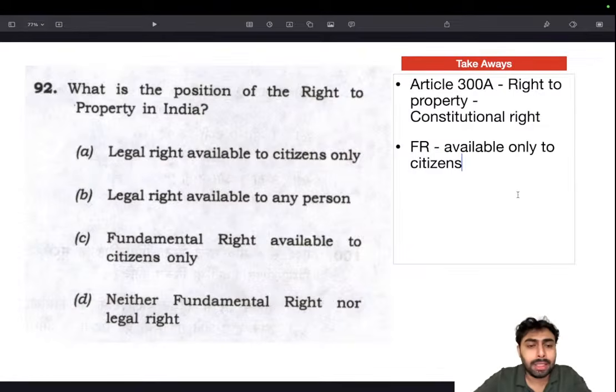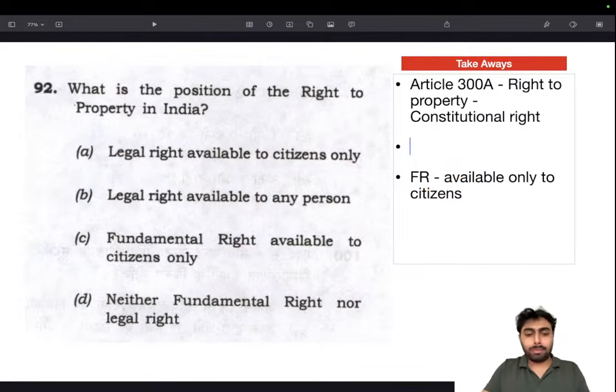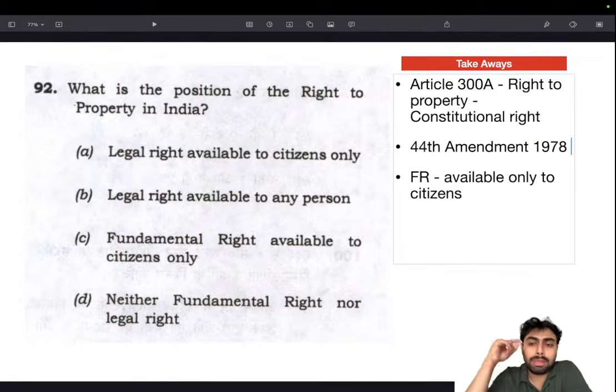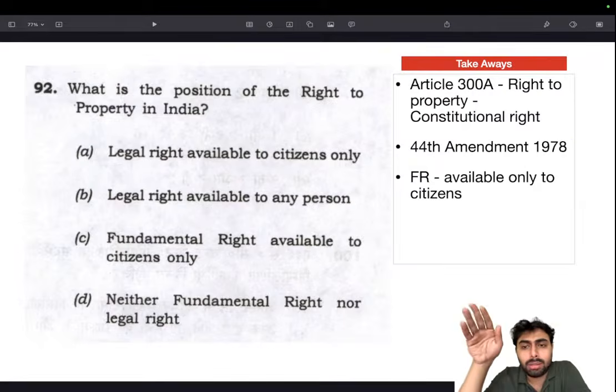So that's one thing. And then, yeah, that's about it. That's the takeaway. This is very important, okay? Make sure you cover this. And learn about this constitutional right. And also, since the 44th Amendment is connected to that, you need to learn about the 44th Amendment of 1978. That's also needed, because the 44th Amendment, the Janata Sarkar, they are the ones who completely changed the nature of the right to property and made it a constitutional right.